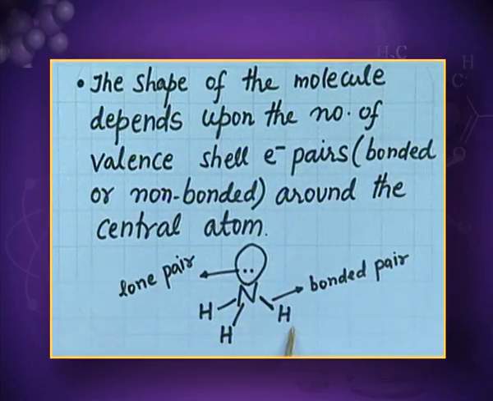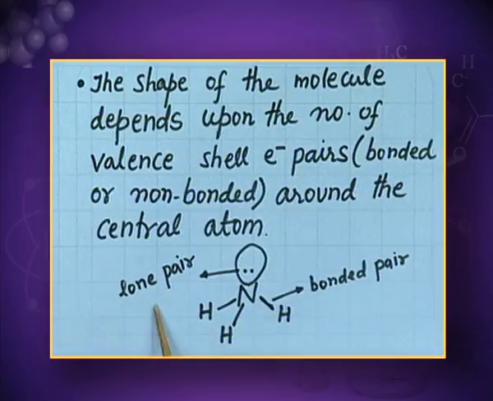In the case of ammonia, the bond between N and H is known as the bonded pair, but you can see an electron pair over this nitrogen. This electron pair, which is not participating in any bond formation, is known as the lone pair. Now, the total number of these electron pairs will decide the shape of the molecules, which we will study by taking different examples.